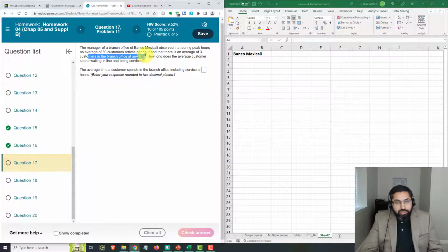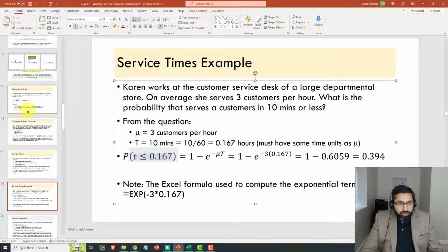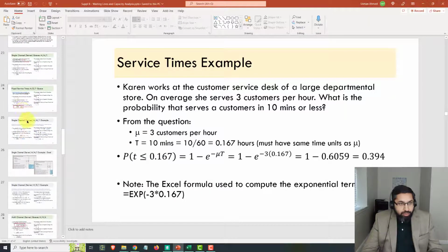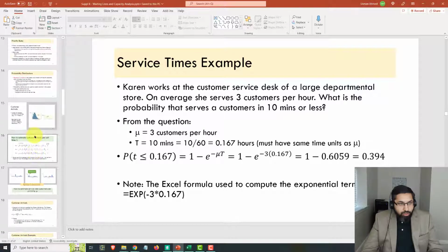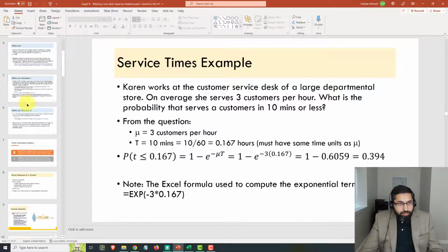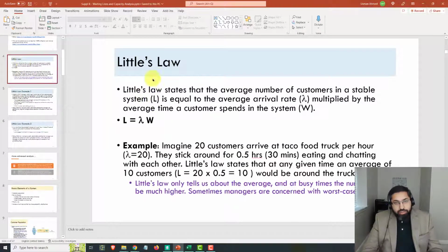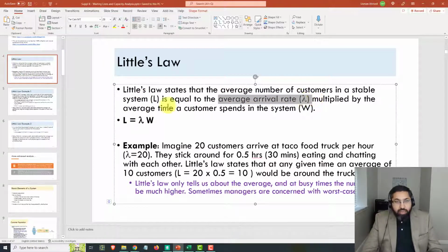How long does the average customer spend waiting in line being served? Okay, so this is what we call a Little's Law question. So if we go to our slides, we can see Little's Law covered in the beginning of the lecture. And so where we have arrival rate is lambda, and L is the number of people in the system, and W is the average waiting time for a customer. Okay.